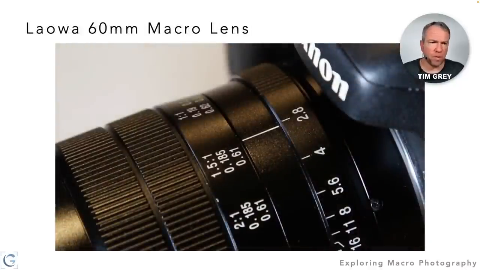And so a couple of those, Leica 60 millimeter macro lens, this is sort of a more traditional lens. It sells for around about a $400 price point.